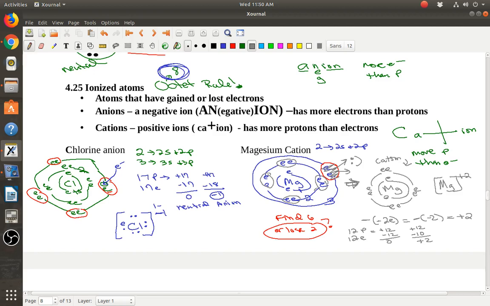You can only lose electrons, you can't lose protons. Remember that. You can gain or lose electrons. The proton count stays the same because the protons define what the atom is. Okay, that's what the ions are. I hope that helps.